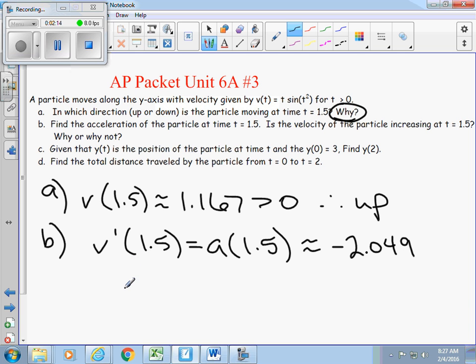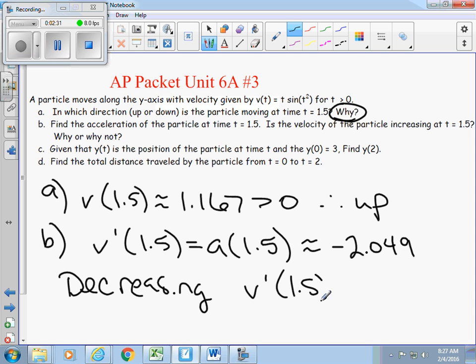Is the velocity increasing or decreasing at 1.5? It's decreasing. Why? A of 1.5. Acceleration and velocity is different. Which you could have put less than 0 up here, and that would have been okay as well.